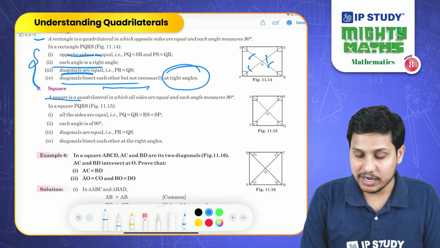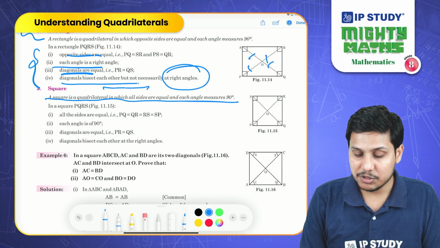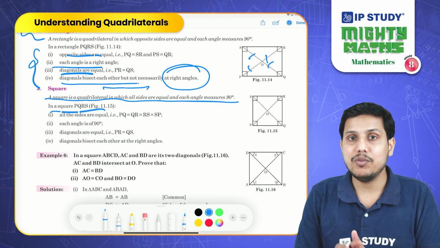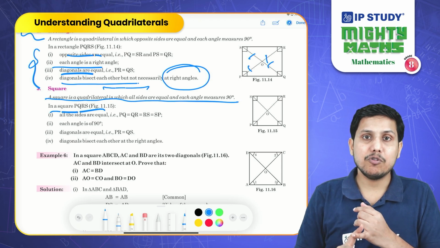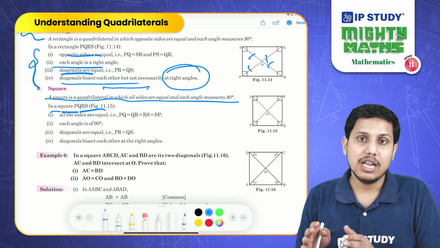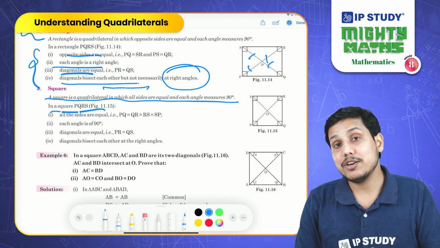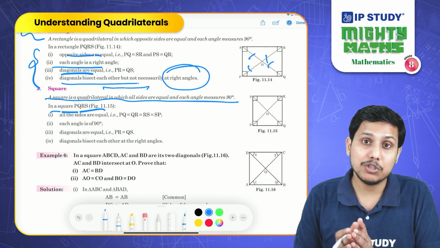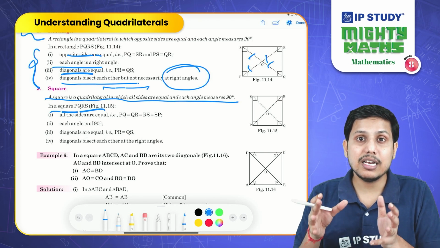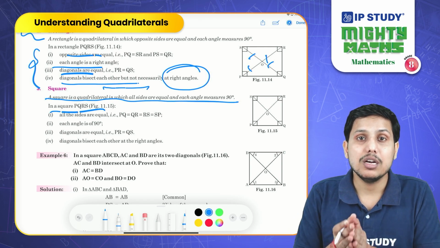A square is a quadrilateral in which all sides are equal and each angle measures 90 degrees. Then the rhombus will become a square where all the properties of rhombus as well as rectangle follow. Like the diagonals are equal in square, and the diagonals bisect each other at 90 degree. So all the properties of rhombus and rectangle are combined into square.